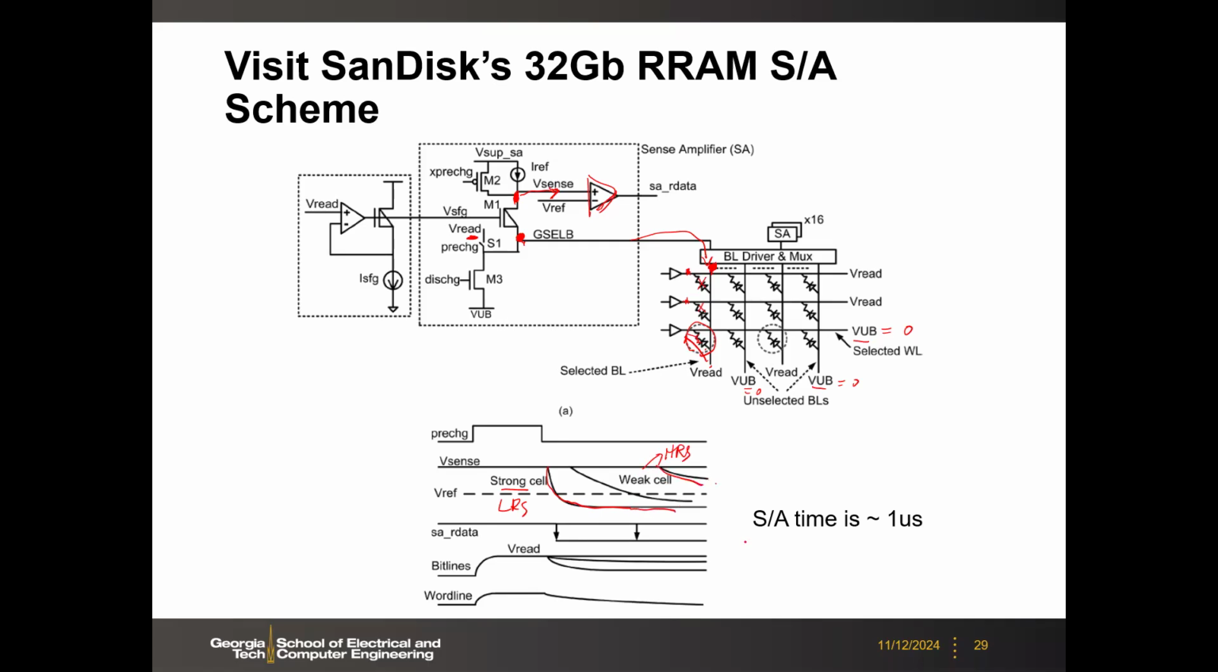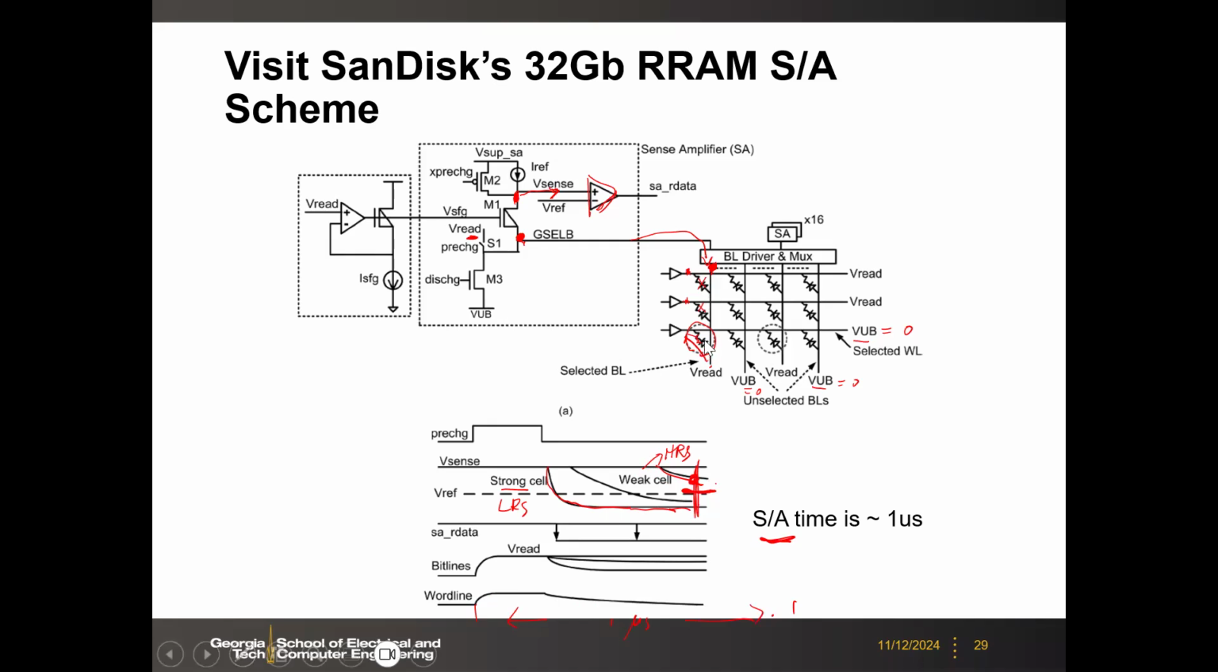So after you enable the SenAmp, you compare this voltage versus the reference, right? So the sensing time is slow for this case. This is about 1 microsecond.